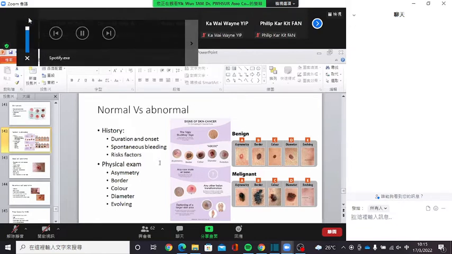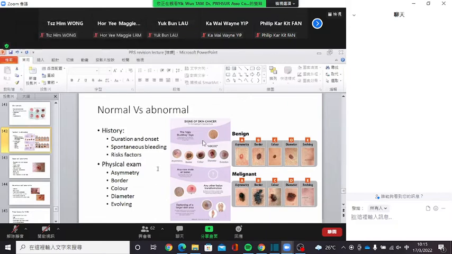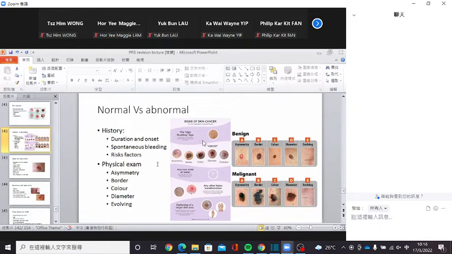In the OSCE station, you must be able to elicit the history in a very short time, with a few questions. You've got to complete your history taking. You cannot waste a lot of time asking about irrelevant history, because they are bound to be short cases.